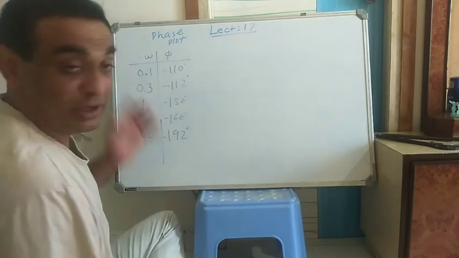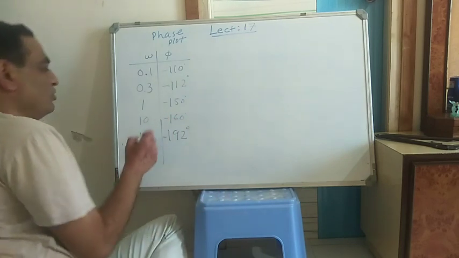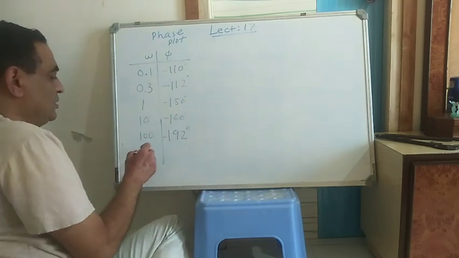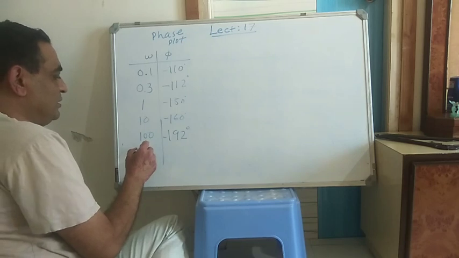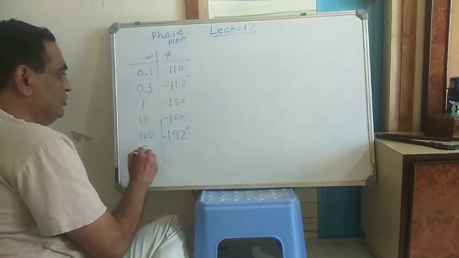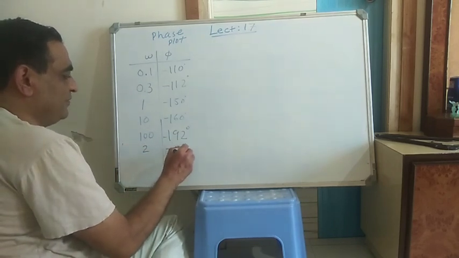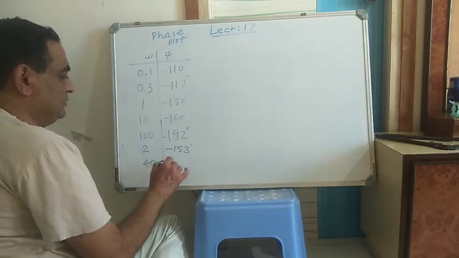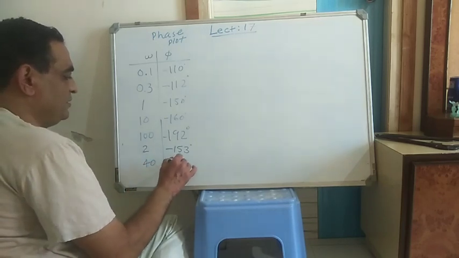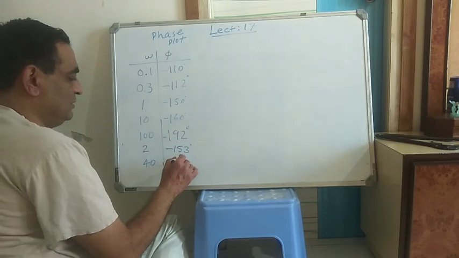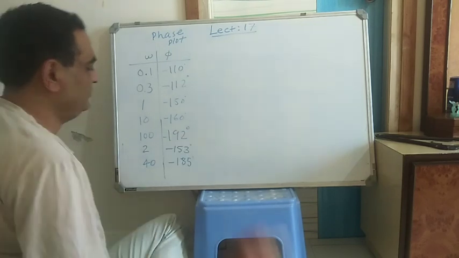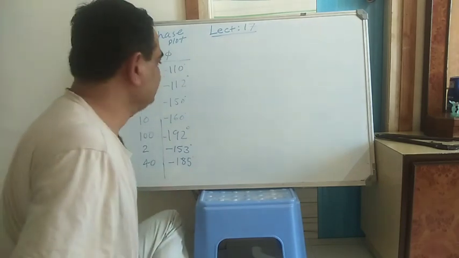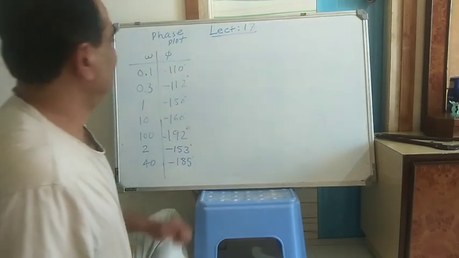You need to include corner frequencies also. So let's say corner frequency is, let's say, 2. So you need to find the corner one. Let's say this is minus 153 degree. One corner frequency is, let's say, 40. So this comes around minus 185 degree, for example. So I have a table with omega and the phase phi.